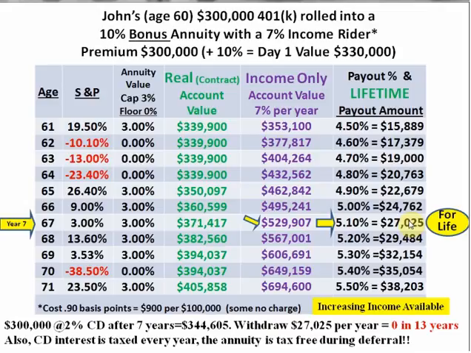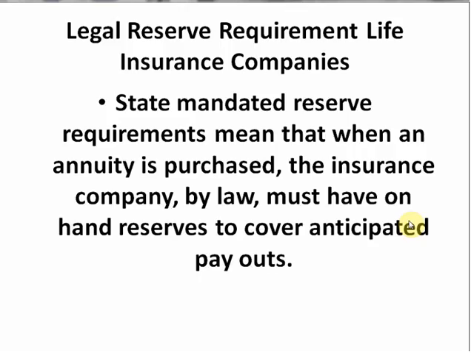Also, to point out that the companies we use are legal reserve companies. That means the state mandates that when the annuity is purchased, the insurance company by law must have on-hand reserves to cover anticipated payouts. So we use A-rated companies, and they're very strong, and they have reserves.